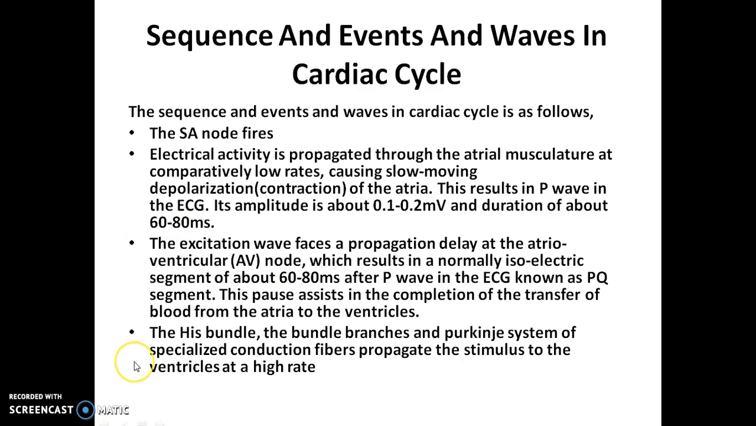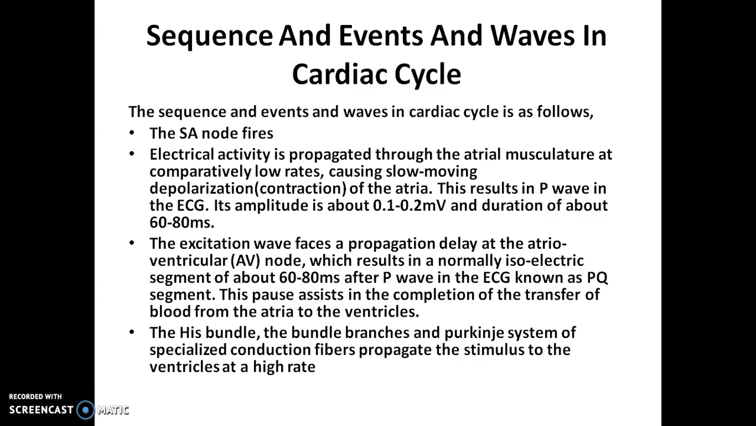Then, in the third step, the excitation wave faces a propagation delay at the atrioventricular node, which results in a normally isoelectric segment of 60 to 80 milliseconds after the P wave in the ECG, known as the PQ segment. So there is a very low voltage after the P wave, around 0 volts, just like a straight line. That is called the PQ segment.